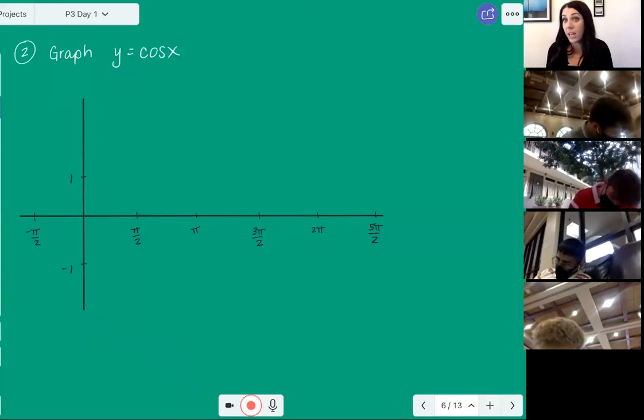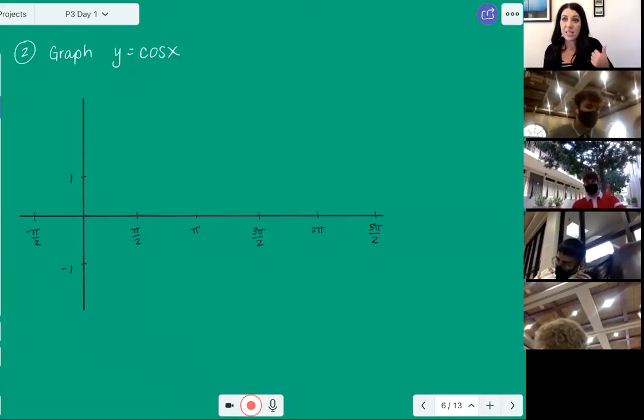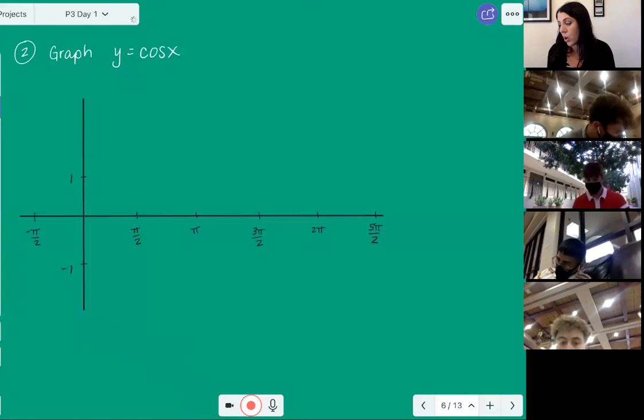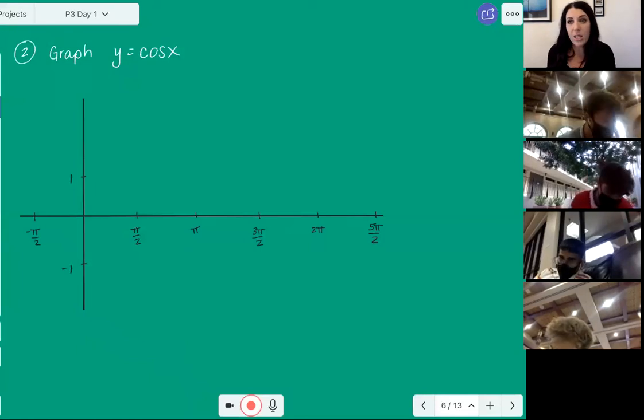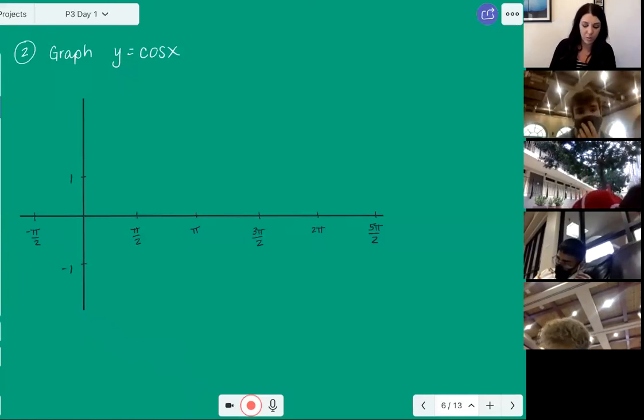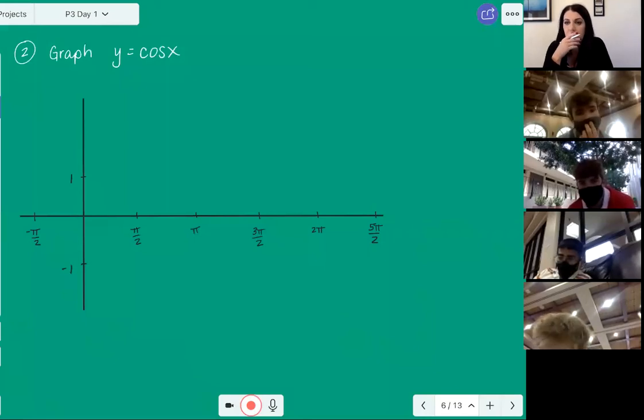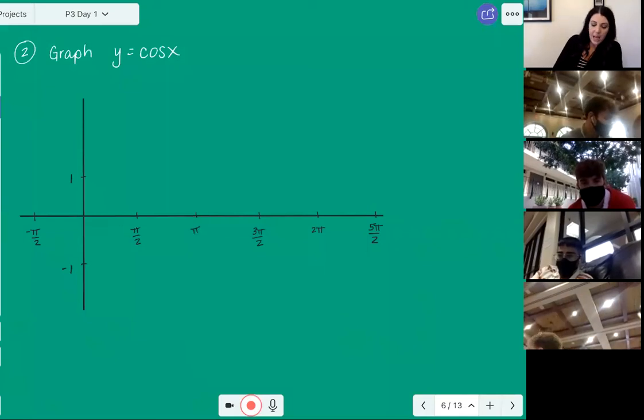Okay, so we need to know certain values here. We need to know what cosine is when our angle is 0, what cosine is when our angle is pi over 2, etc. So, Dayton, what is cosine of 0 equal to? 1. 1, you're exactly right.